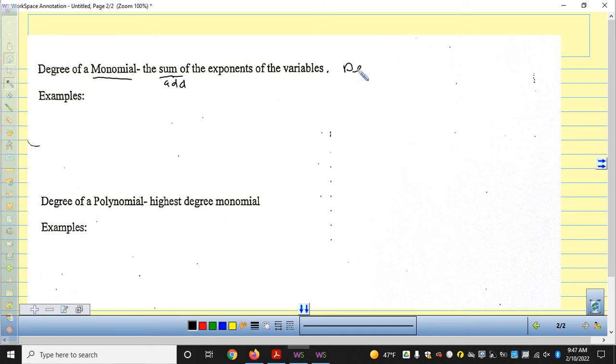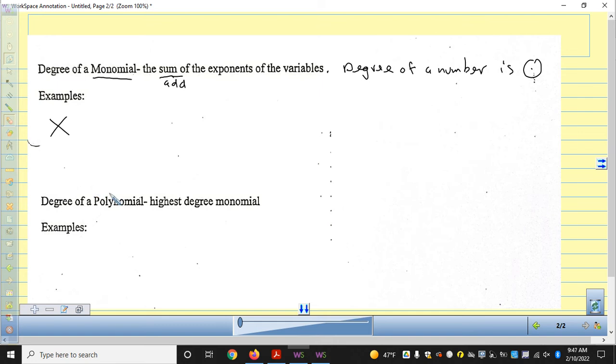And I'm going to add a little note out here. The degree of a number without a variable is 0. So, example. There's a monomial, x. Well, when we don't have an exponent written here, what do we visualize that exponent is? 1. So we think of this as x to the 1. So we say that is first degree. You could also say degree 1, but we usually say first degree.